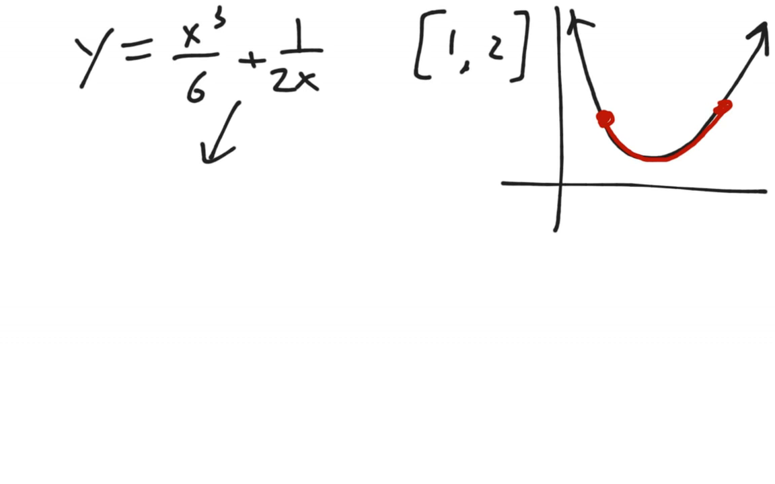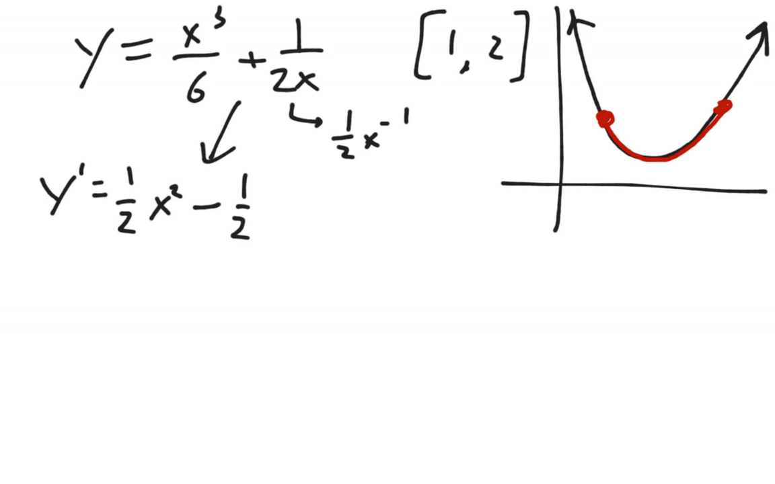So the first thing I'm going to do is find dy/dx. I need to find that f prime because that's going to be used in the arc length formula. So here the derivative of x cubed over 6 is going to be 1/2 x squared. And now this 1 over 2x I'm going to rewrite as 1/2 x to the negative 1, and I'll have minus 1/2 x to the negative 2, which I can rewrite as x squared over 2 minus 1 over 2x squared.